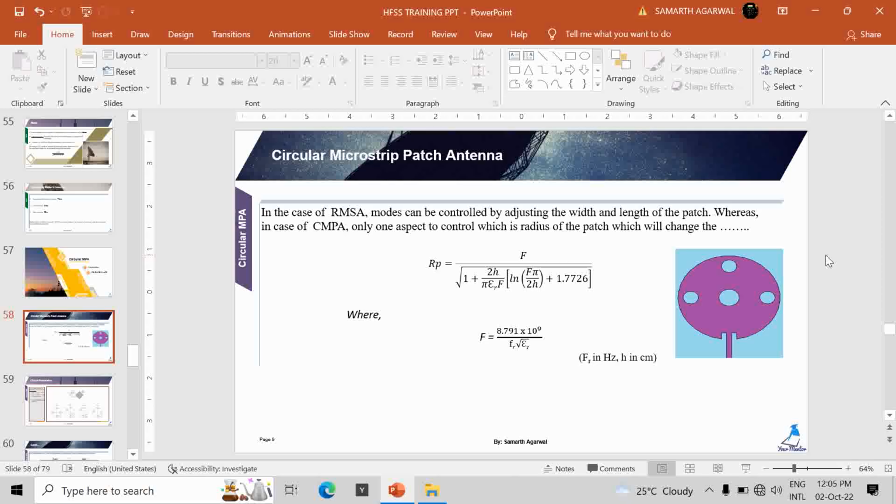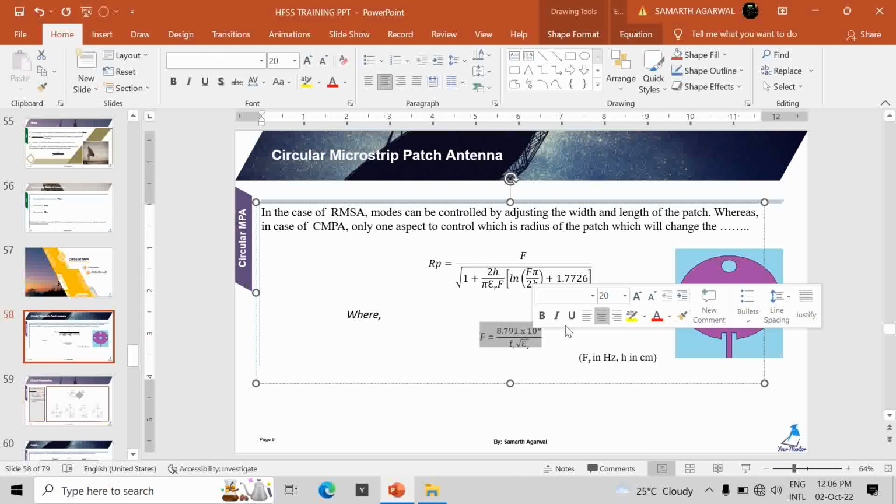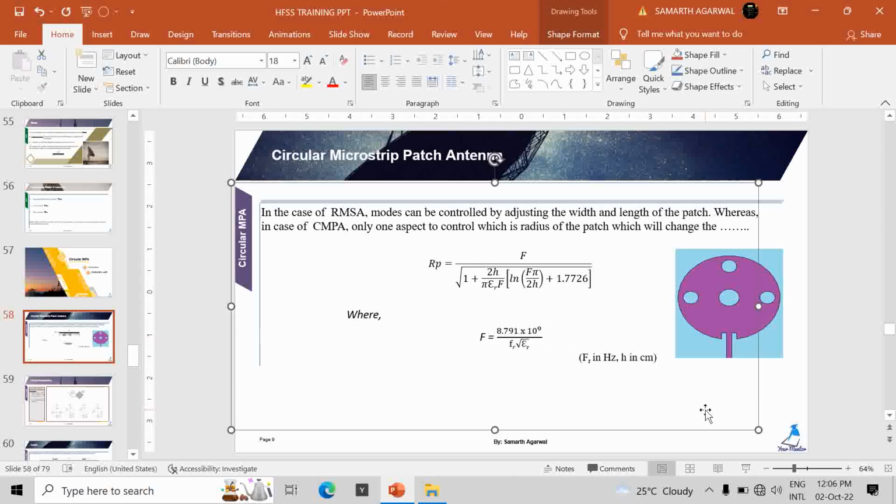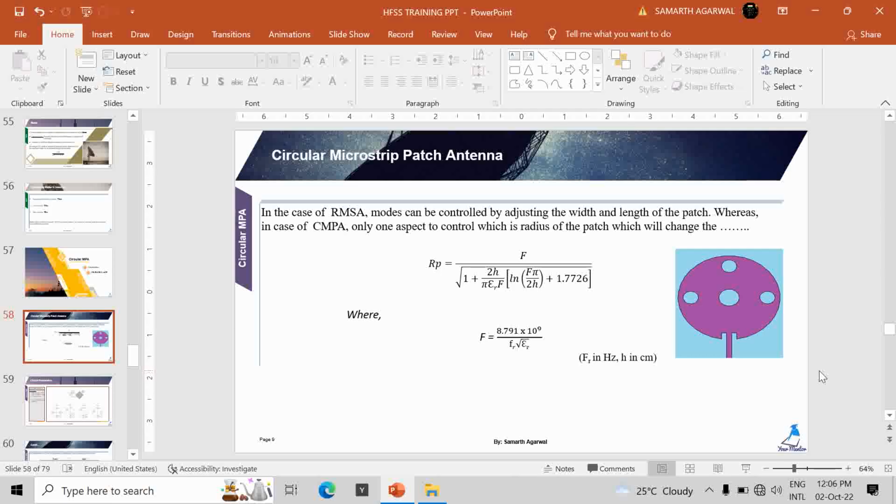Regarding the formula, I have mentioned here that RP is equal to F divided by the square root of 1 plus 2H divided by pi epsilon r F, where F I have already included its formula as 8.791 into 10 to the power 9 divided by FR under root ER, where FR has to be in hertz and H should be in centimeter.